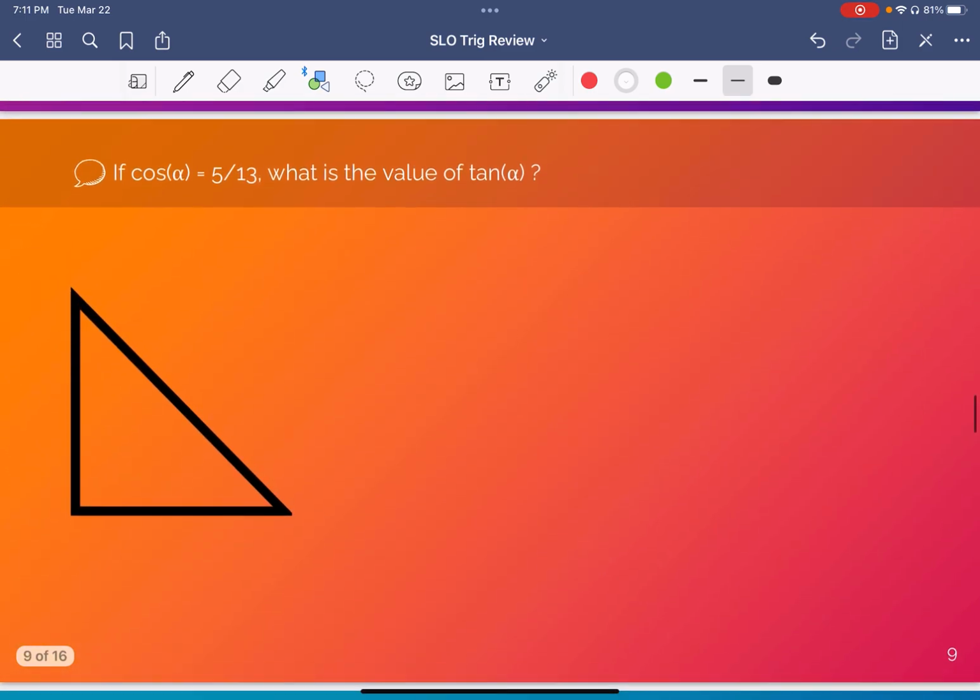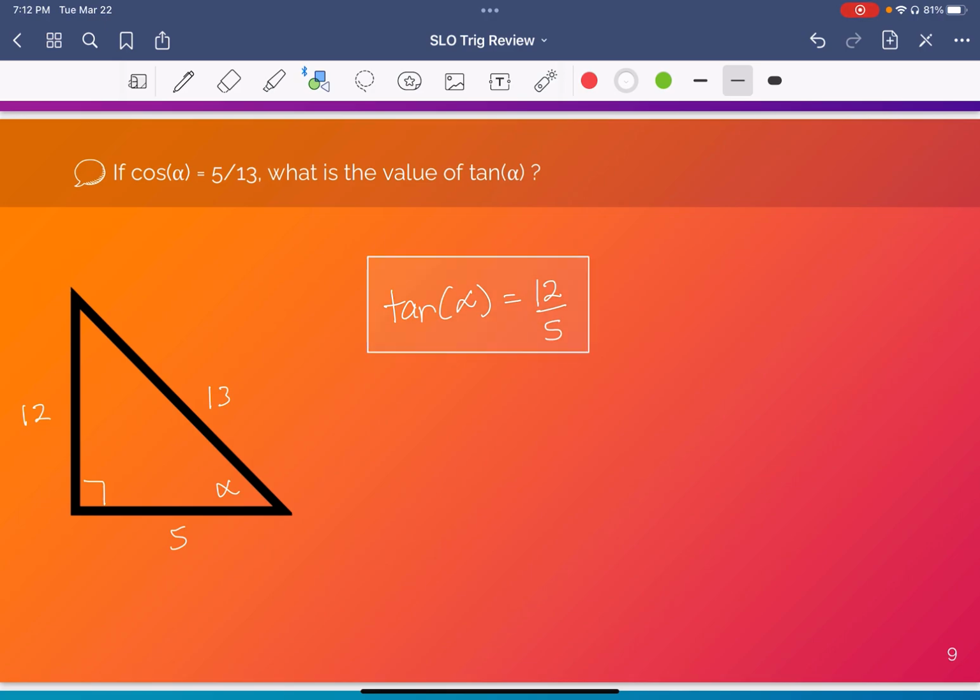Now the next question is the exact same triangle. It's the same thing, just asking you for a different ratio. So I'm still going to have the right triangle here, alpha there, adjacent is 5, hypotenuse is 13, and the opposite leg we calculated last time was 12. So tangent alpha, remember that tangent is opposite over adjacent, so the opposite leg is 12, the adjacent leg is 5. And that's it for this one, 12 over 5. On to the next problem.